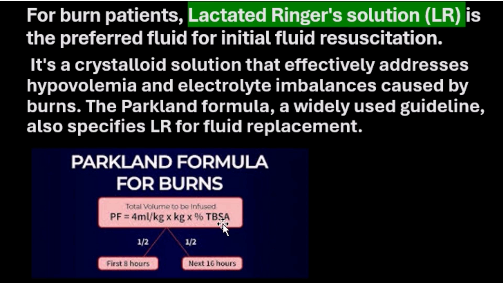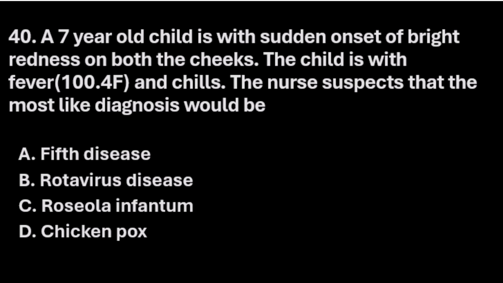So, if the percentage of burn is 100, and the weight is 60 kg, so 4 into 60 into 100, like that we can calculate. Half the volume will be given in the first 8 hours and the remaining in the next 16 hours. Next question.